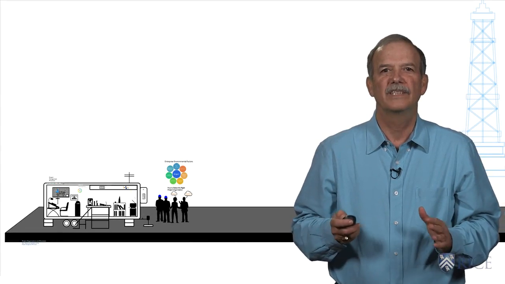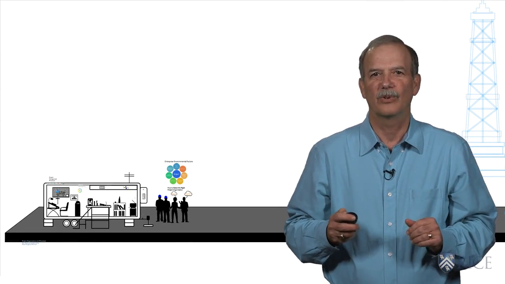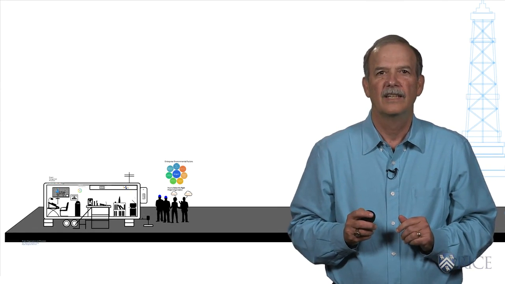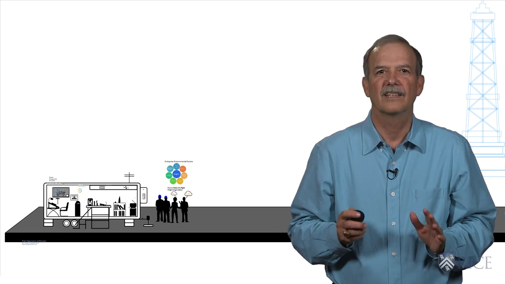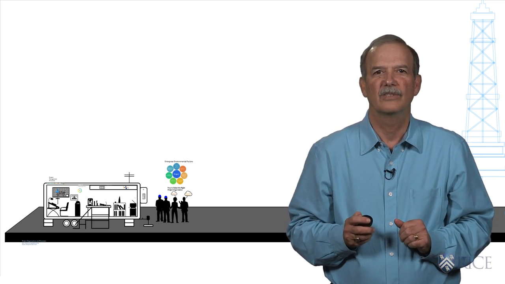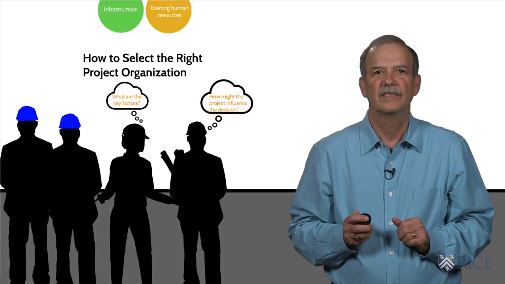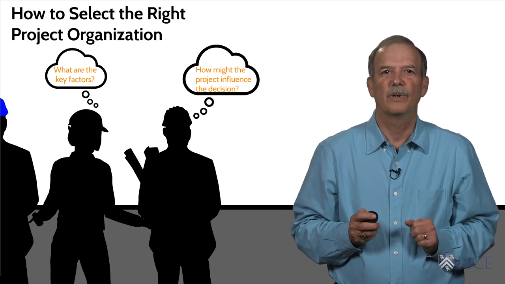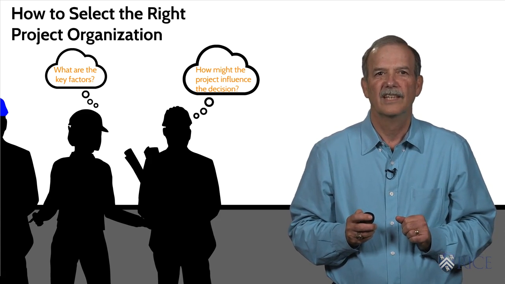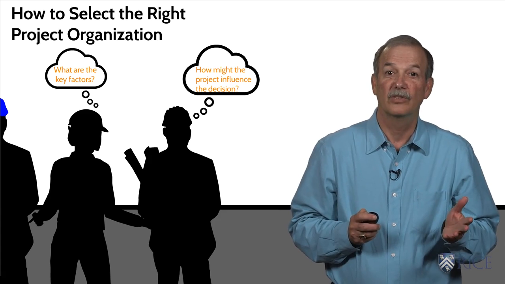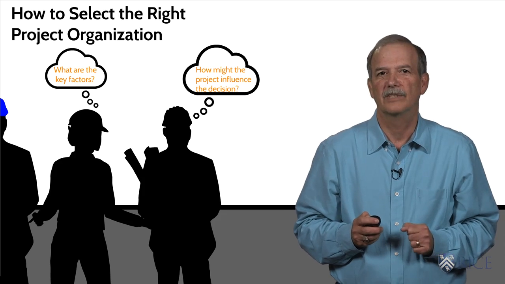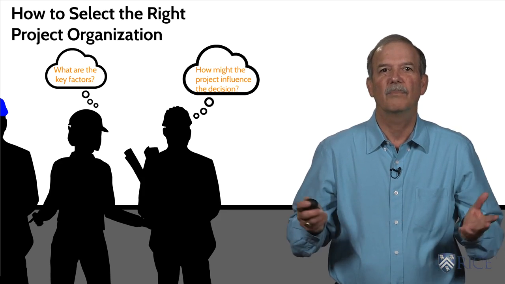In the last lesson, we examined different types of project organizations and the advantages and disadvantages of each. Now we want to take a look at how we select the project organization for our project. In this lesson, we'll examine how to select the appropriate organization for your project, which factors may govern this choice, and how the project type and size might influence this choice. With that in mind, let's get started.